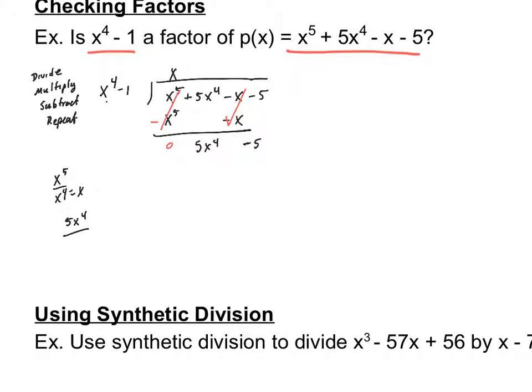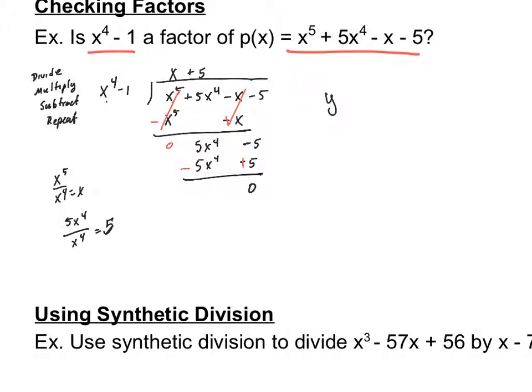I'm going to divide 5x to the fourth by x to the fourth, and that goes in 5 times. So I am going to plus 5. I'm going to multiply 5 times x to the fourth. So it's going to be 5x to the fourth, and then 5 times -1 is going to be minus 5. And I'll go ahead and do my subtraction, and my remainder is 0.